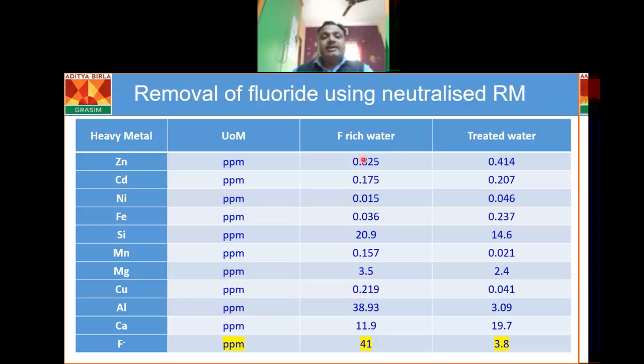After treatment, this was the characteristics of fluoride. This was the raw water containing fluoride, and this is the treated water coming out of that treatment. If you see, almost there was no addition of any heavy metal due to treatment with neutralized red mud. And fluoride content was reduced from 41 ppm to 3.8 ppm.